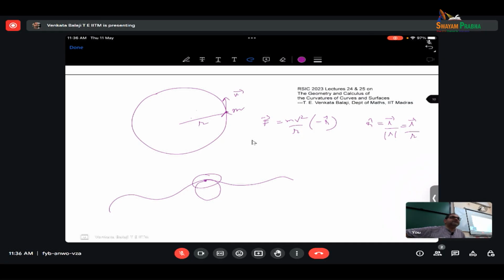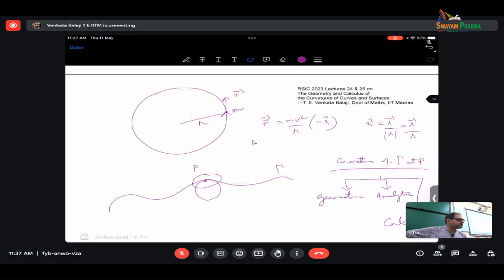Now how do you get this curvature? There are three ways of doing it. Let me call this point P. Then the curvature of the curve, capital gamma, at the point P can be defined in three ways. One is the so-called geometric way, the other is the so-called analytic way, and the third is the so-called calculus way. I will tell you the geometric way, and I will very briefly tell you about the calculus and analytic ways, because probably you are not introduced to calculus.